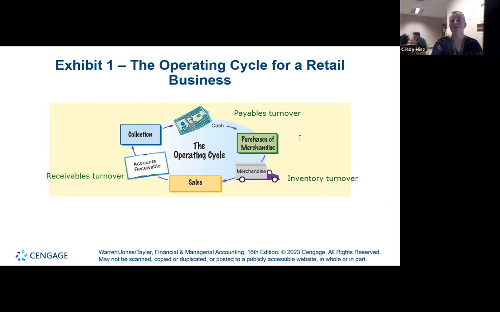So all three of those we'll be seeing before the end of the semester. And we'll be talking about how these numbers can be used to really analyze both the operating cycle and the financing period for our company, or any company that we're analyzing.